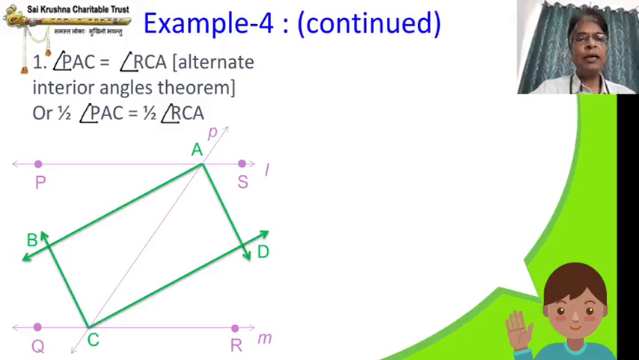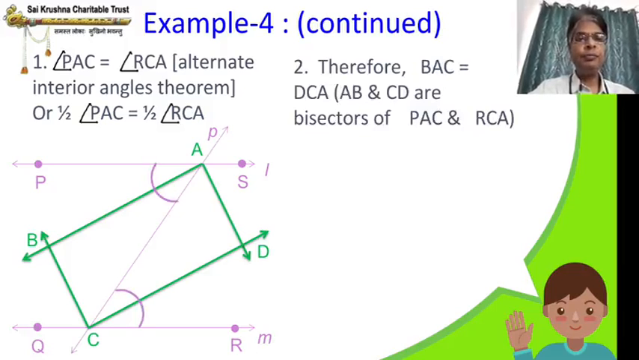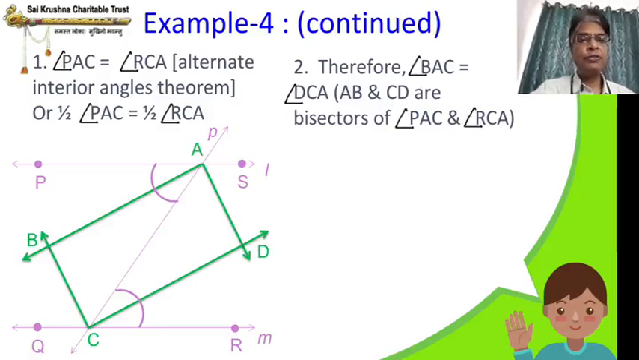Now I will put the pink color also for you to understand the angles. Yes, these two angles are equal. Therefore, angle BAC and angle DCA are equal. So the reason is half of PAC is nothing but BAC, because BA is a bisector of PAC. Similarly, half of RCA is nothing but DCA, because CD is the bisector of RCA.